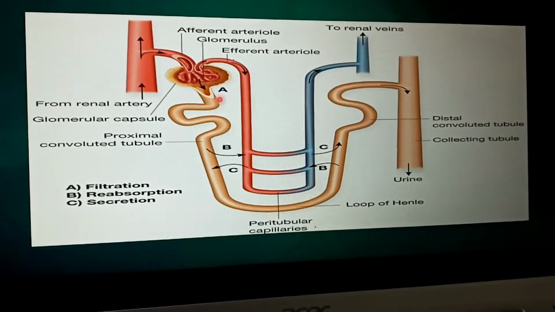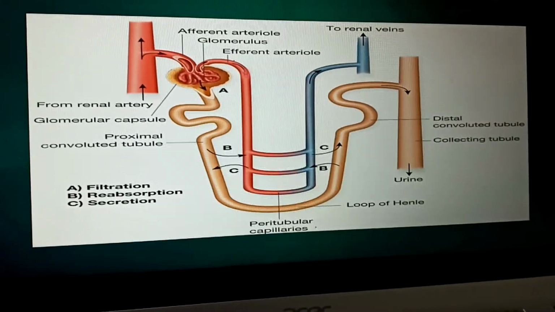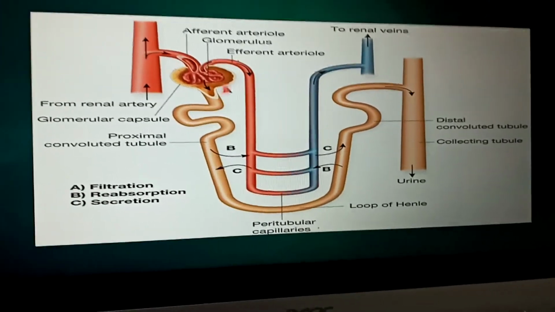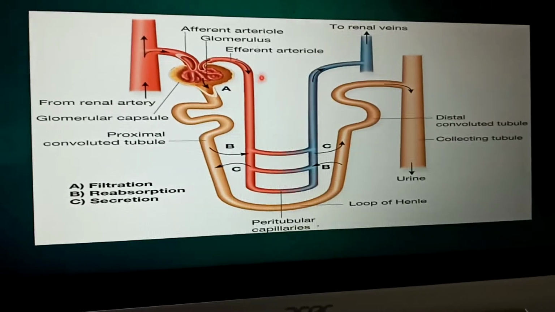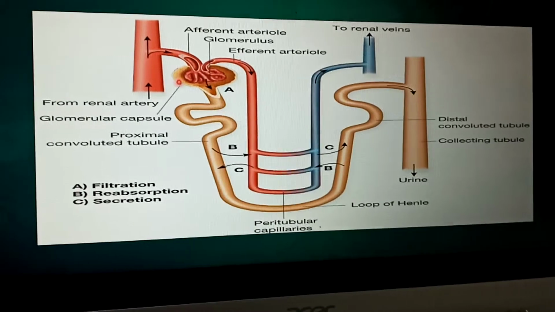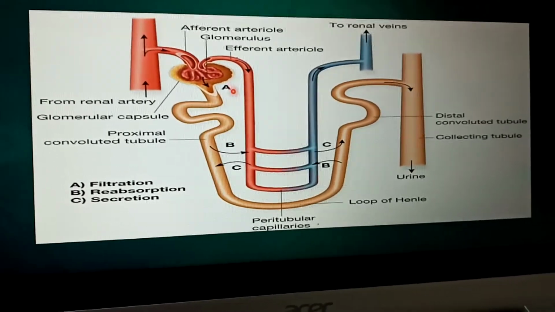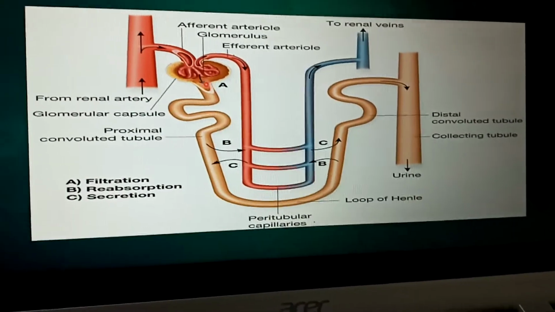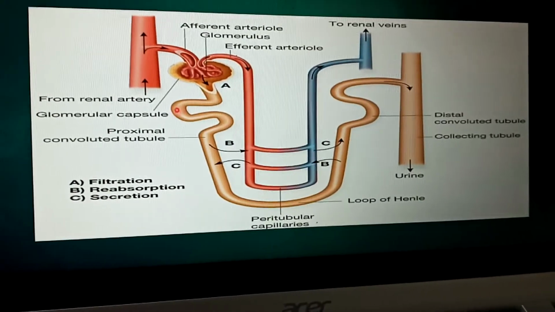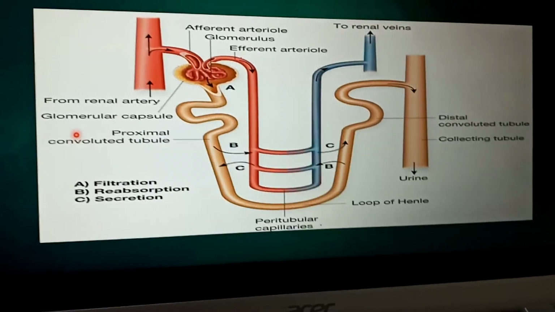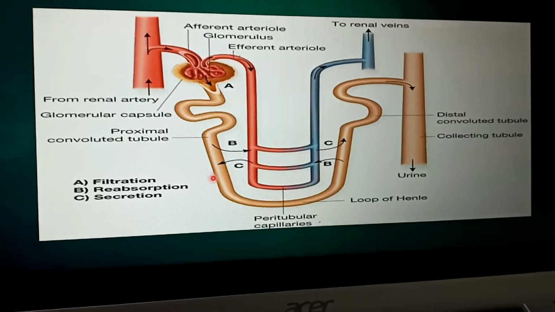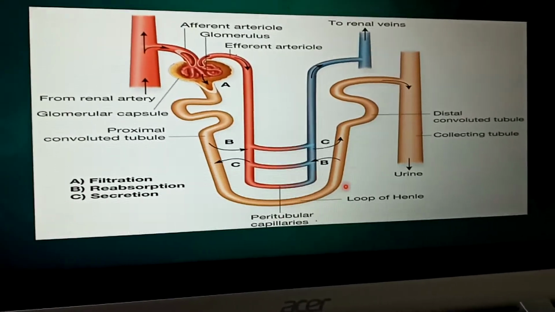Basically, the nephron is composed of, first, the glomerulus. We all know that the glomerulus is a cluster of tiny blood capillaries. After the glomerulus there is a cup-shaped structure called Bowman's capsule. Then after Bowman's capsule there is the first tubular part, which is in coiled form, so we call it the proximal convoluted tubule. After the proximal convoluted tubule, a U-shaped tubular structure can be seen.